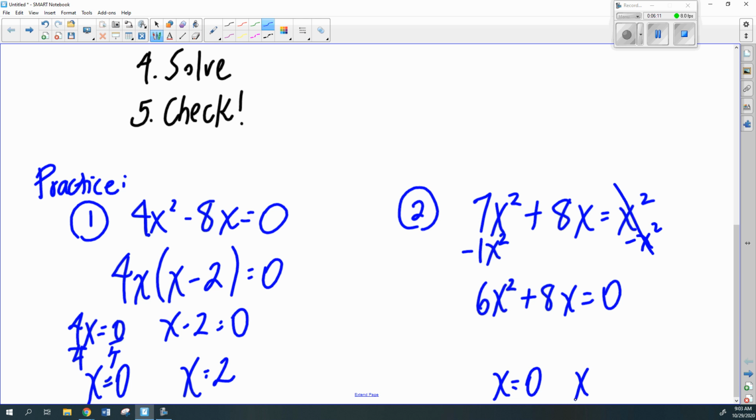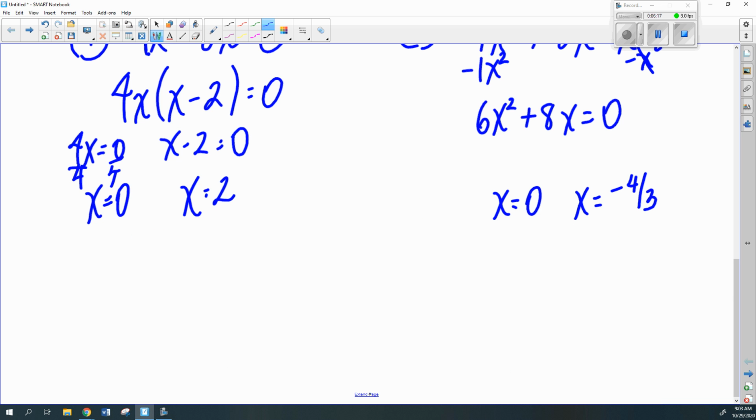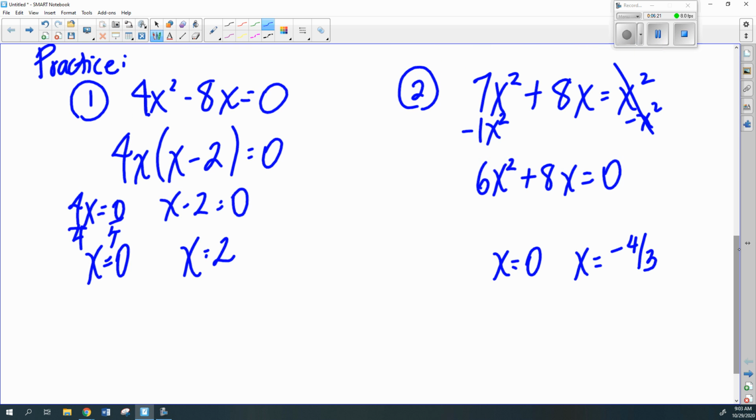Positive 4 over 3 or negative? Negative. Very good. So then let's go back and look at it. What is the GCF? 2x. What's left? 6 divided by 2 is 3x plus 4.